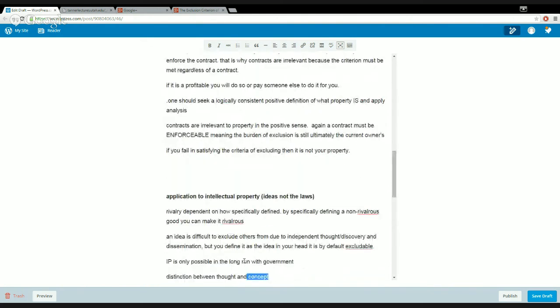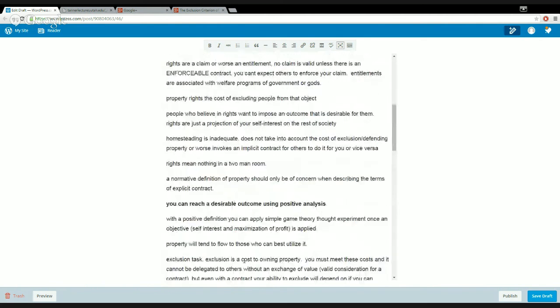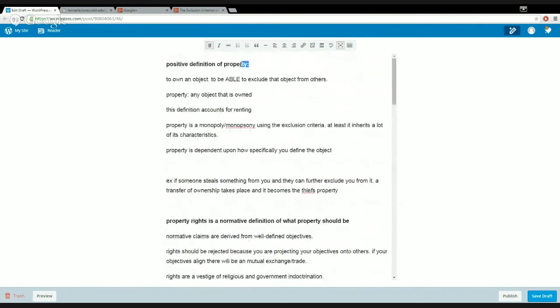Okay, so that's my presentation of the positive definition of property. I claim if you're a libertarian, you should adopt this perspective rather than rights. You should abandon rights because that's just a vestige of your government indoctrination or religious indoctrination.